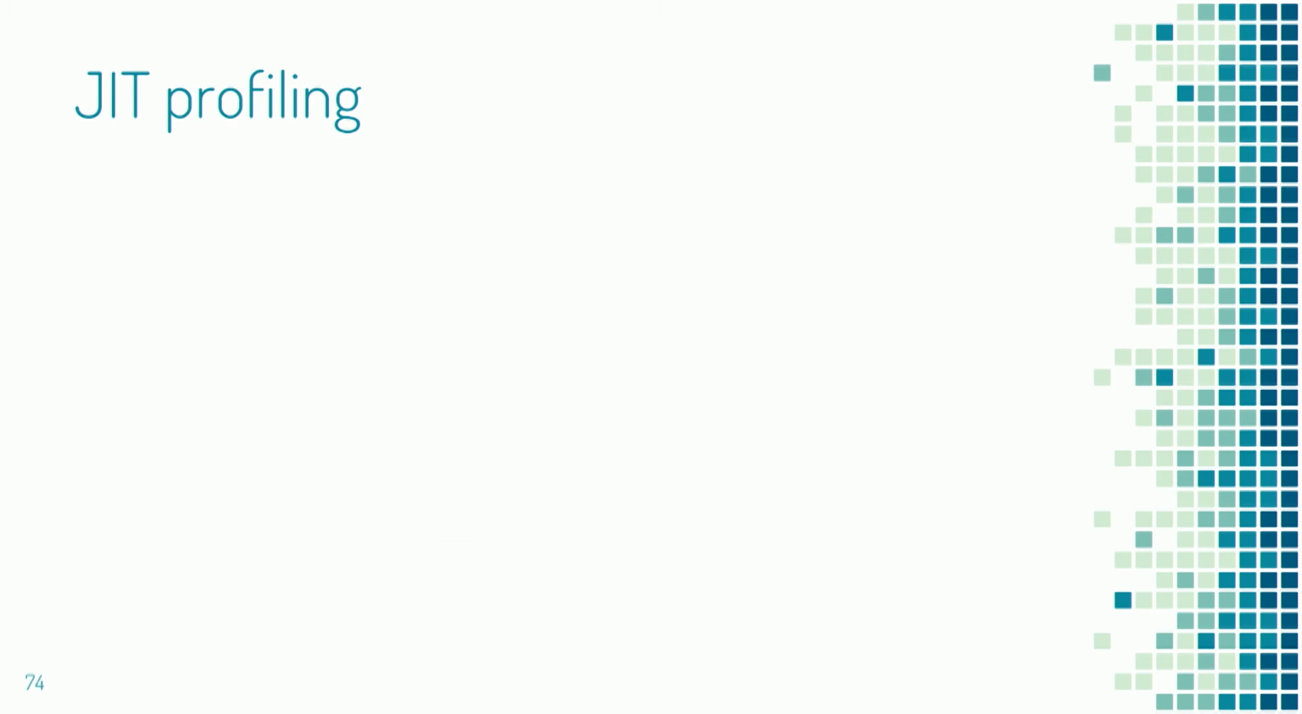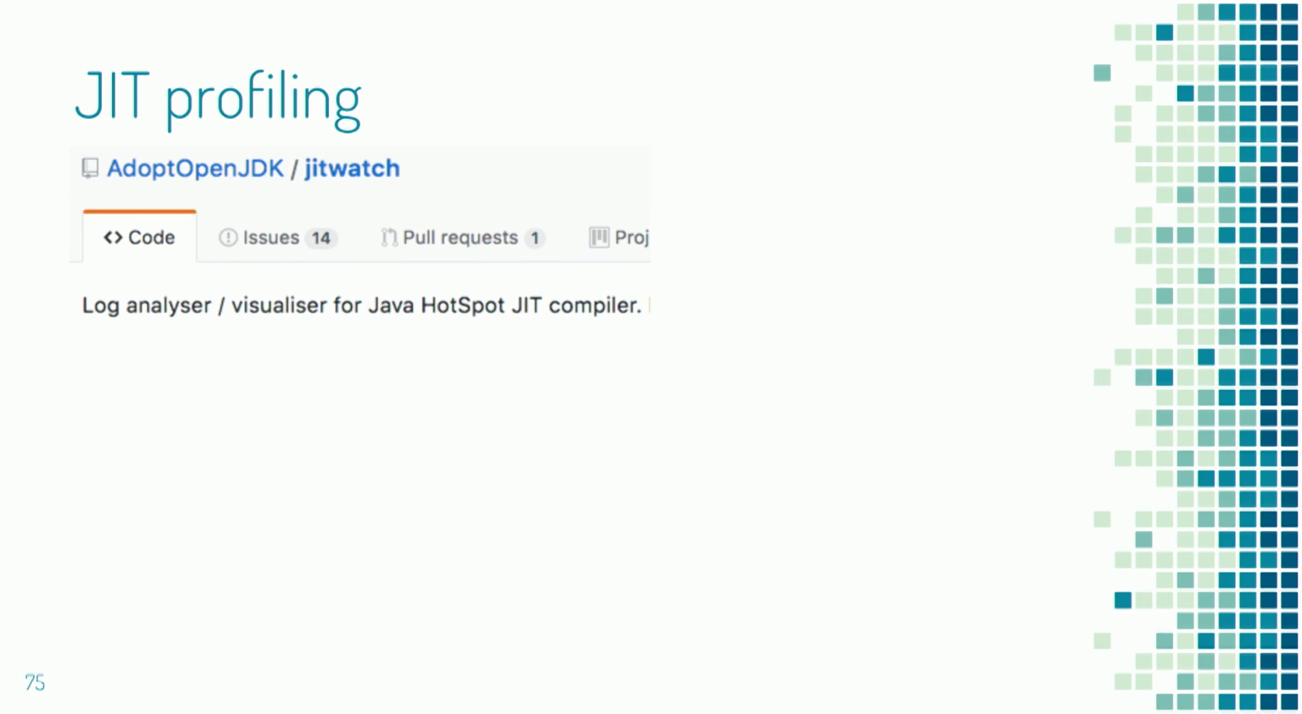And the last tool that I use is JIT profiling. There's a project called JIT-Watch. You can enable options on your JVM to output a JIT compilation log, right? And then this tool can read this log. And it's really great. There are many features.